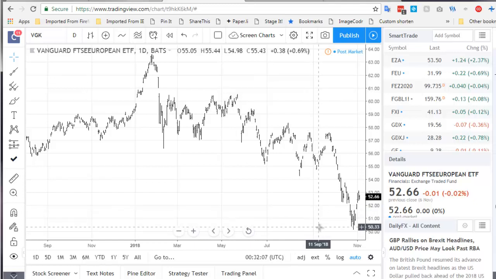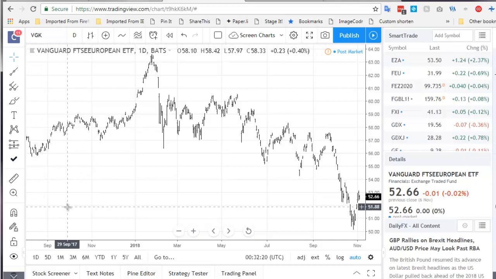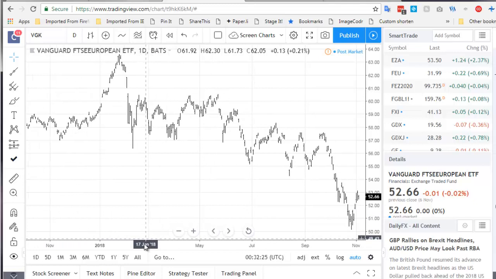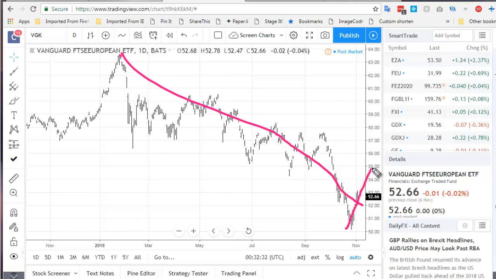The chart I have in front of you is a US listed exchange traded fund which invests in European stocks. It's a Vanguard FTSE European ETF. The ticker is up here, VGK. This is a daily chart covering the last 12 months or so. Basically what we've seen is price do this, find a bottom and bounce. Is it going to go all the way up there? Who knows?